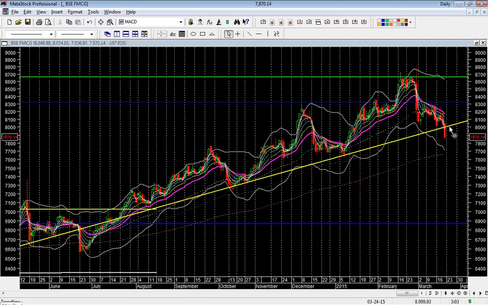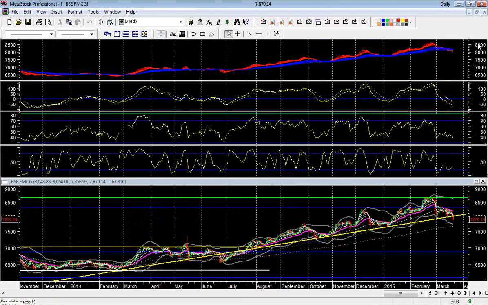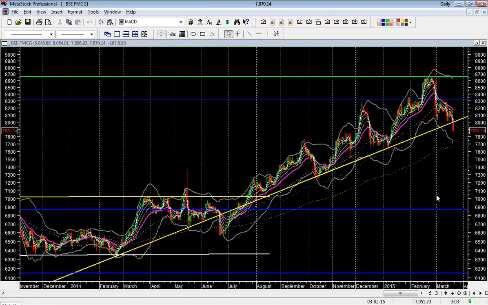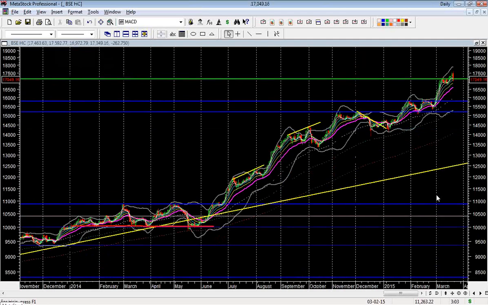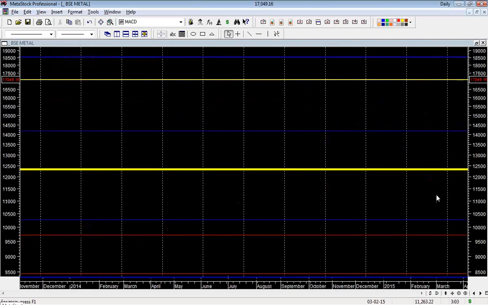So you can see the collapse of FMCG from the trend line on Friday. It was going down for the last 2 weeks. That trend line was important and has been broken down. So sector after sector is breaking important trend lines or supports. Healthcare, more or less like pharma.